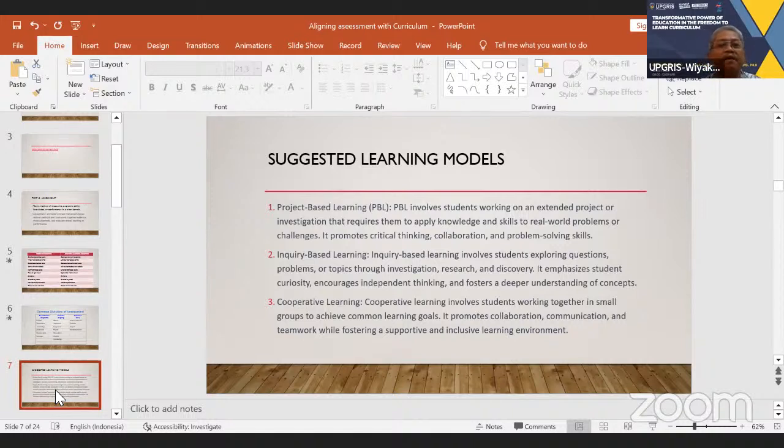The second is inquiry-based learning. Inquiry-based learning is for students exploring questions, problems, and topics through investigation, research, and discovery. It emphasizes students' curiosity, encourages independent thinking, and fosters a deeper understanding of concepts. So similar to project-based learning is inquiry-based learning. The students must find something, get something, discover something.